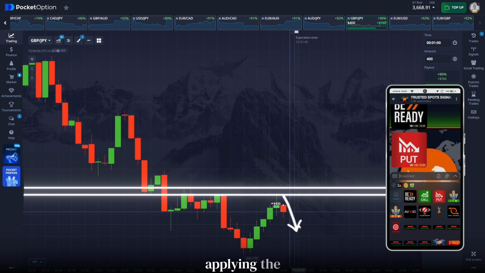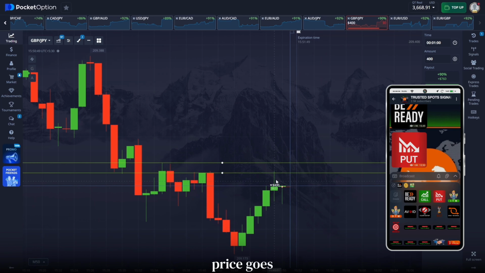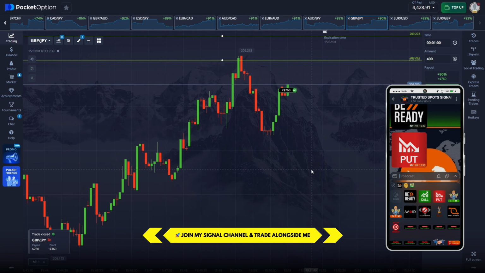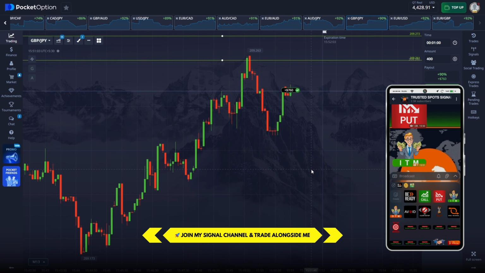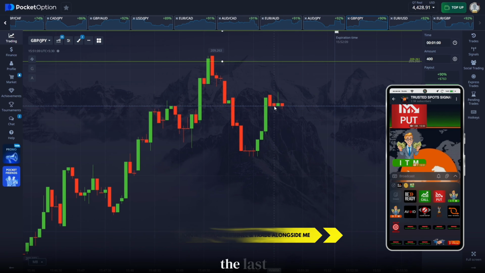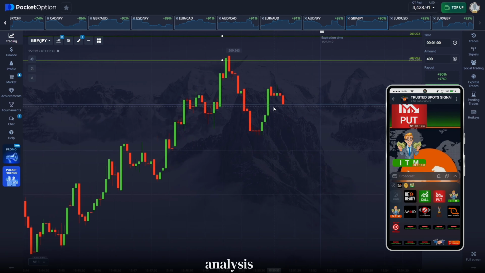So we were applying the strategy according to the analysis and the trend as well. Price goes up, hits the resistance zone, and after hitting the resistance zone, you can see it got rejected back. The candle closing is also inside, and on the 5-second chart we have a clear reversal pattern formation. Although this trade is very close and we booked profit at the last second, the analysis was very simple, that price will fall.